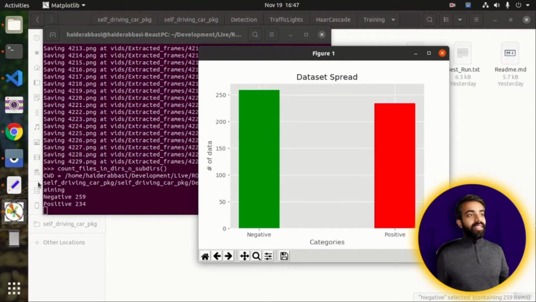To be precise, the positive images are 234 and the negative images are 259. So we don't need to augment any more data because the data is already balanced. We can proceed to the next step.